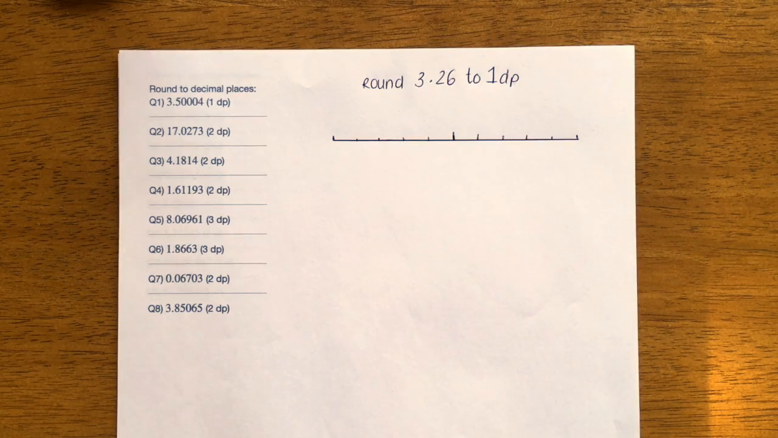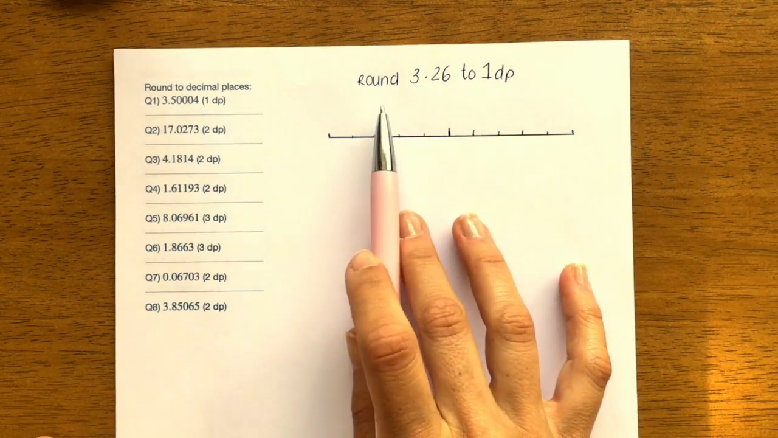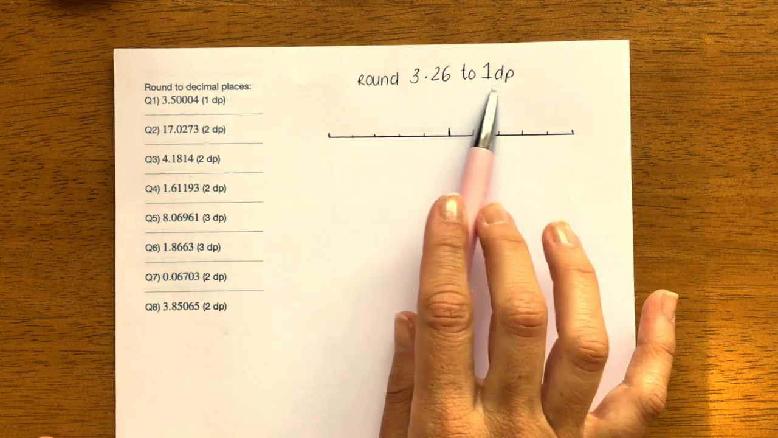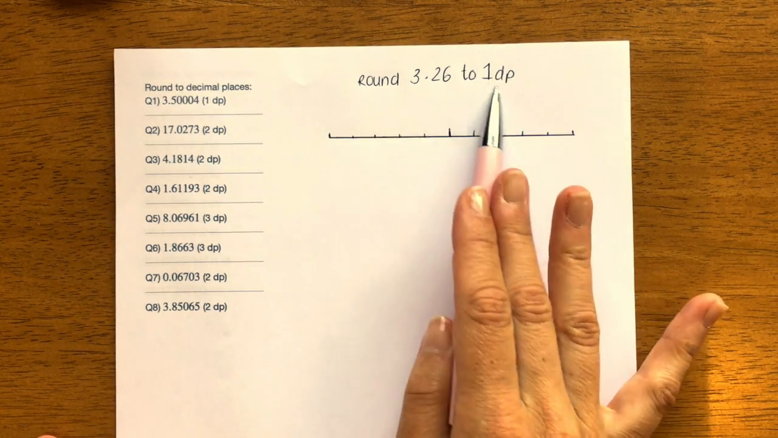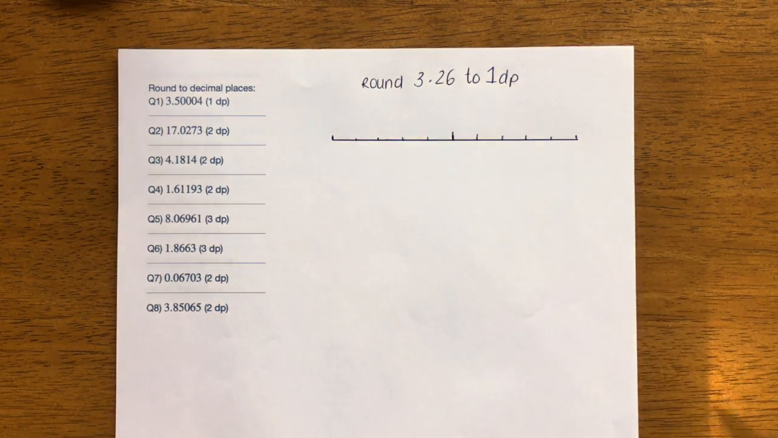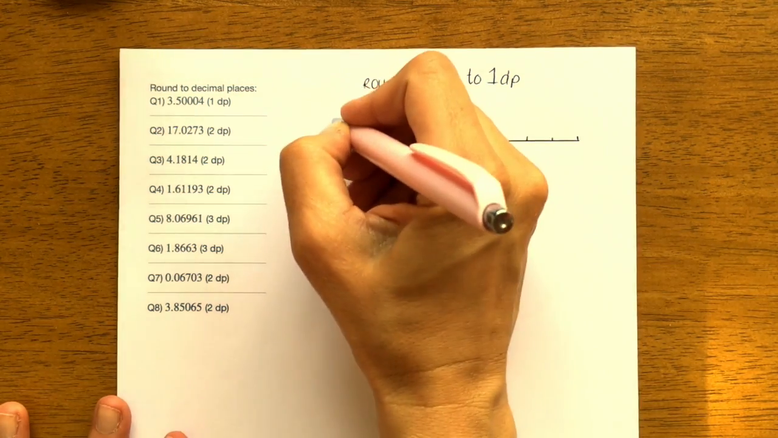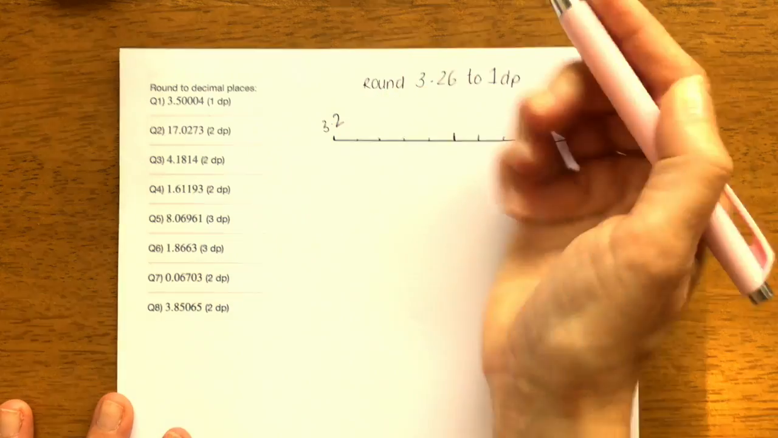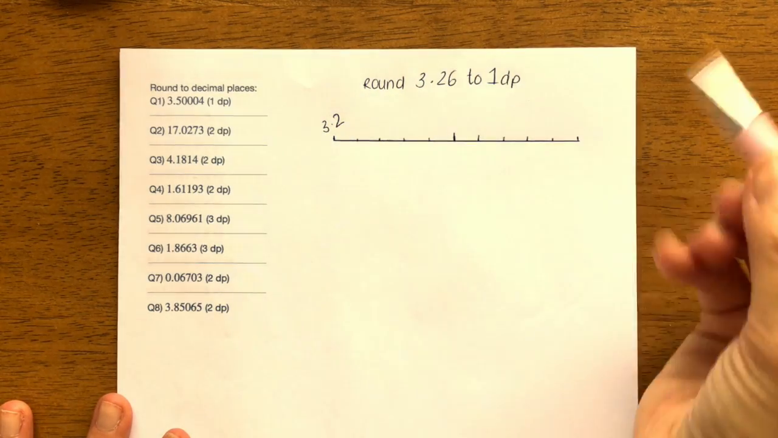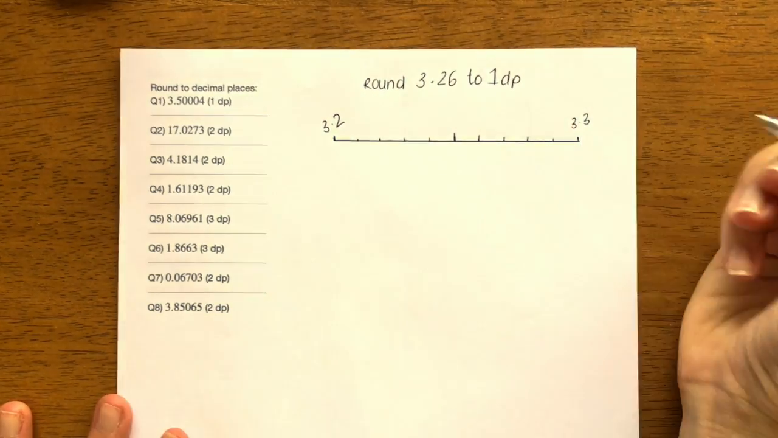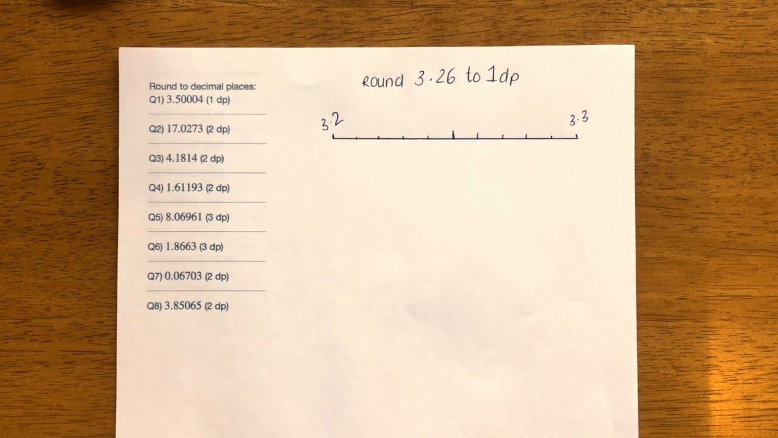Because this question says round 3.26 to one decimal place, my answer has to be to one decimal place, so it can only have one number after the decimal point. If I was to choose the numbers that it could be, it's either going to be 3.2, because that's the lowest it could go, or it could be 3.3. I'm going to decide which one it's going to be in a moment. They're the two numbers that I would put on my number line.